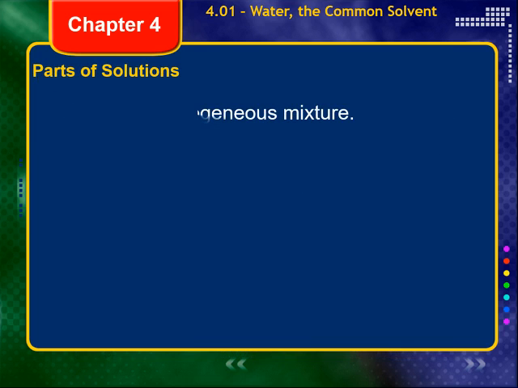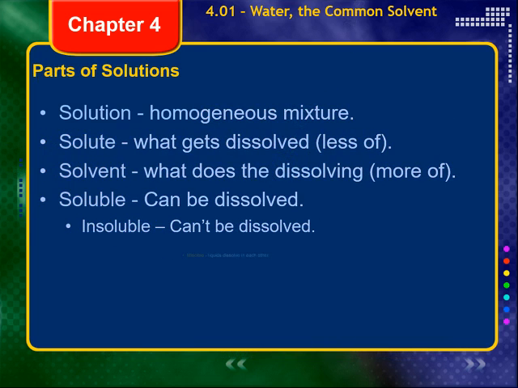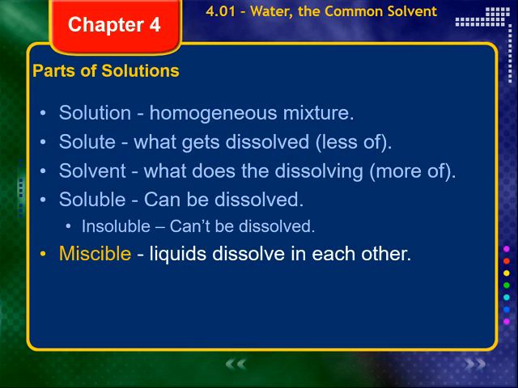Move on to some definitions that we need. Solution is a homogeneous mixture. It doesn't have to be aqueous. Of course, aqueous is an example of a solution, but you can mix metals together. That is a solution. Alloys like steel, they're solutions of metals. They're just homogeneously mixed together.